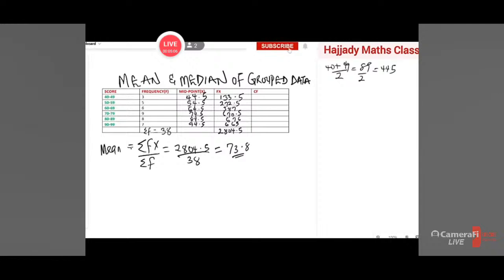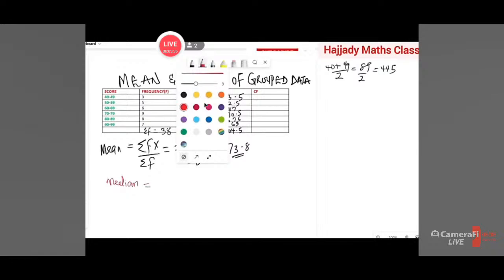Now we are going to move straight to the median of grouped data. For calculating the median of grouped data, it has a formula, and the formula is easy to know. Yes, it is very easy to know. For that, let me change my pen here. Let me change to red. So for our median, we are going to make use of this formula. Let me make it thick.